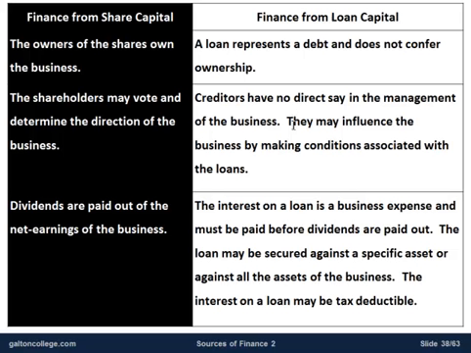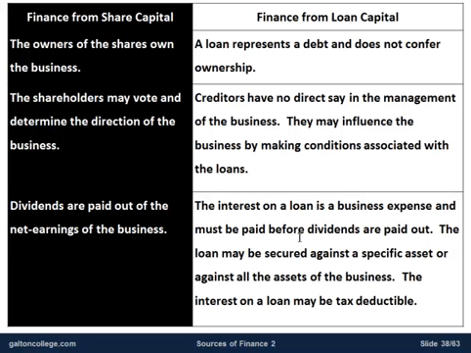Creditors have no direct say in the management of the business. They may influence the business by making conditions associated with the loans, but they have no direct say. So the bank may say, well, I'll lend you the money, but you must do the following if you want the money. That's a condition, but they don't have a direct say. They don't get involved in the business.